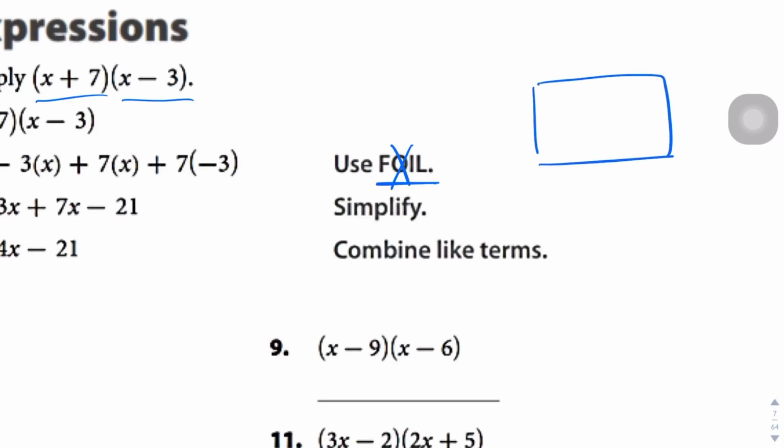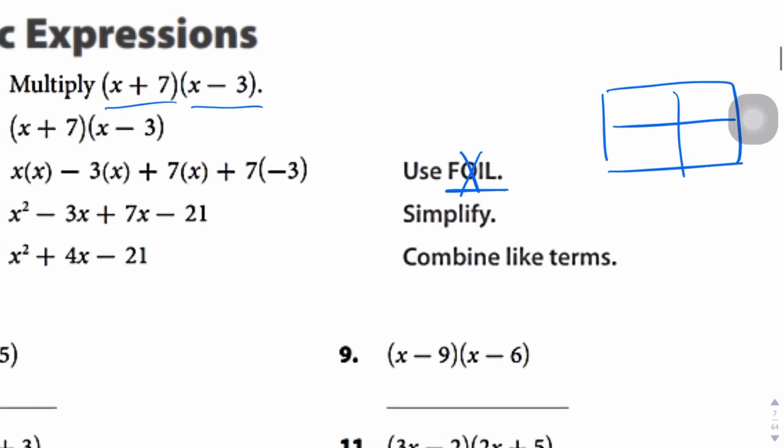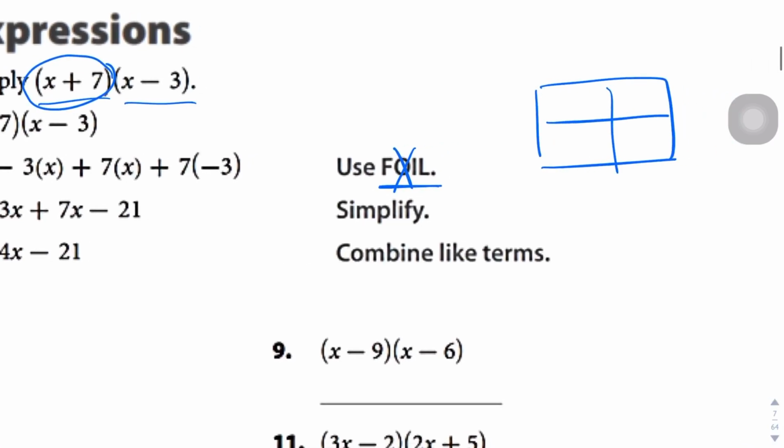And the box method is called the box method because you literally draw a box, and then you take the two binomial terms. So in this case, x plus 7, I'm just going to write it on top, x and 7. I'm going to take the second binomial term there, x minus 3, and notice how I wrote that. And then we're going to multiply out those terms there and see what we get in the box.